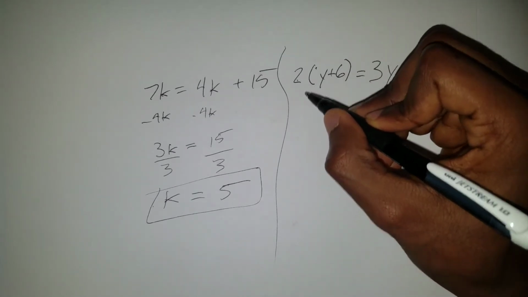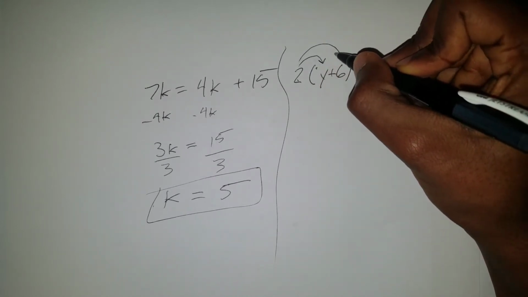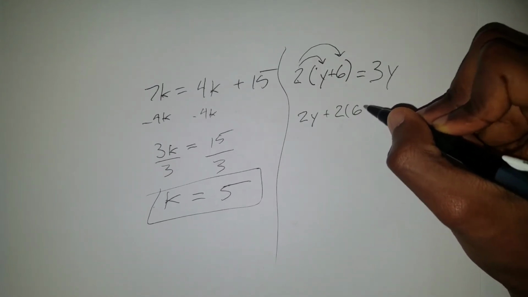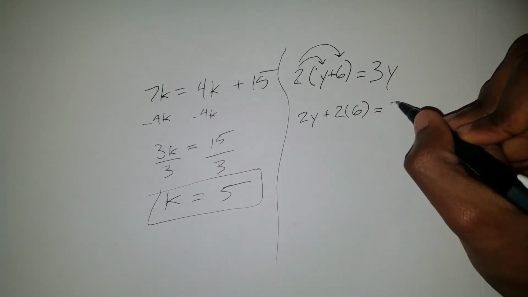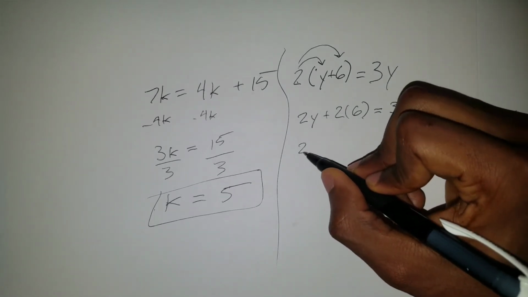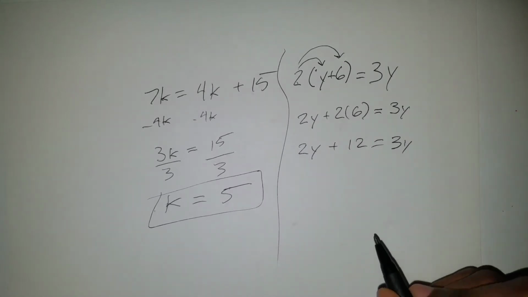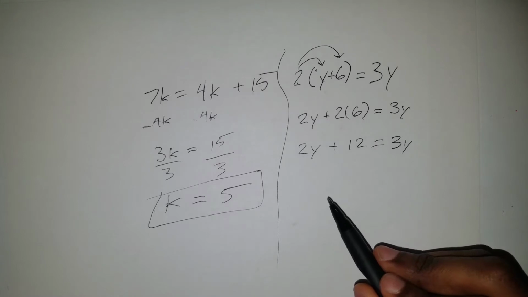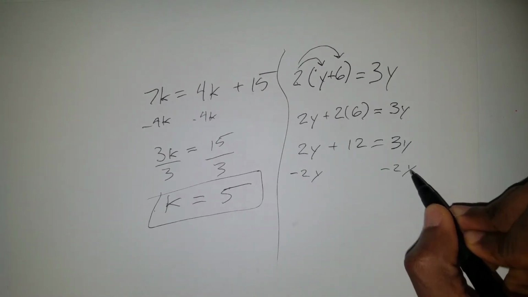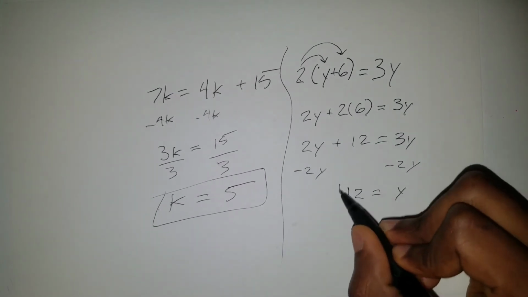So 2 times (y plus 6) becomes 2 times y plus 2 times 6. This is equal to 3y. So we have 2y plus 12 equals 3y. We want to isolate y, right? Therefore, the next plan of action is to subtract 2y from both sides. So 12 is equal to y.